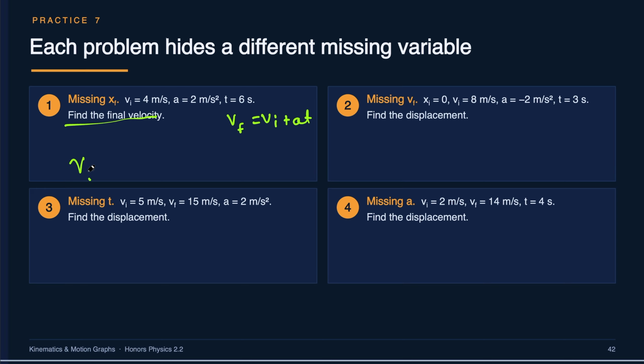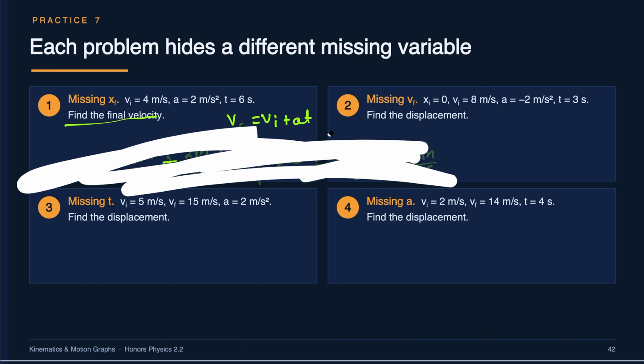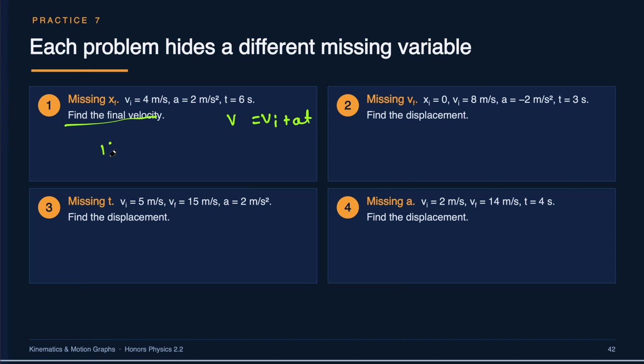VF is equal to 4 meters per second plus AT, 2 meters per second squared, times 6 seconds. So VF is equal to 4 meters per second plus, seconds cancel out, you're left with 1 second in the denominator, 12 meters per second, or in other words, 16 meters per second. So let me erase all of this and keep the 16 meters per second over here.